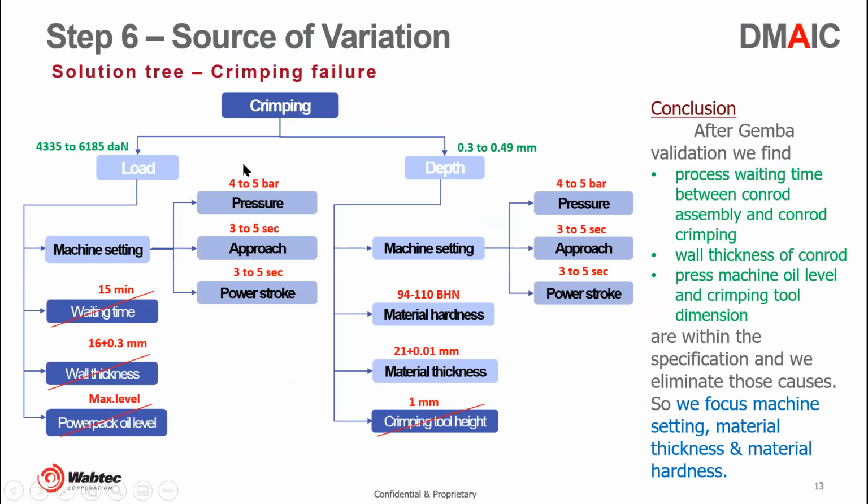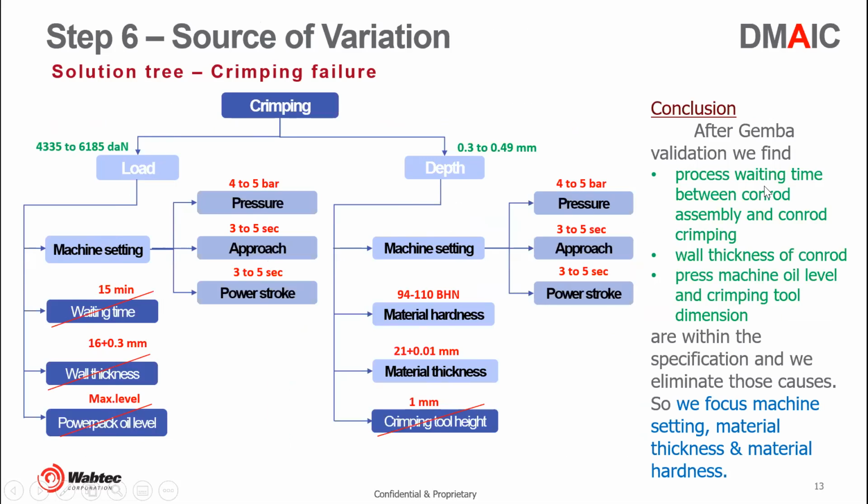Then we looked at the sources of variation. When we set up the crimping process, for the load, these were the parameters involved: machine setting, waiting time, wall thickness, and power pack oil level. In machine setting, there were 3 parameters: pressure, approach, and power stroke. Similarly, for depth, these were the parameters, and again pressure, approach, and power stroke for machine setting.